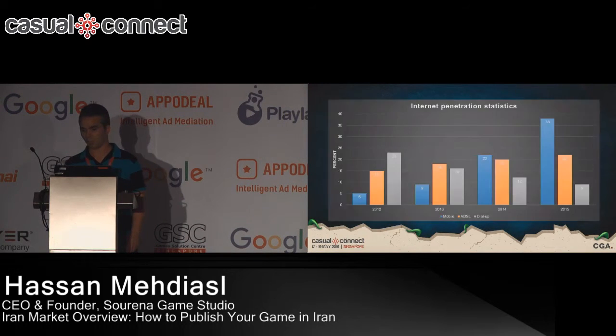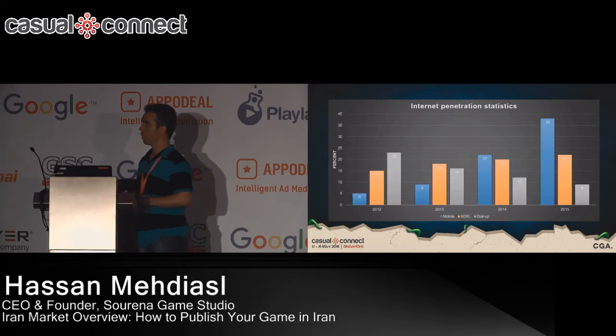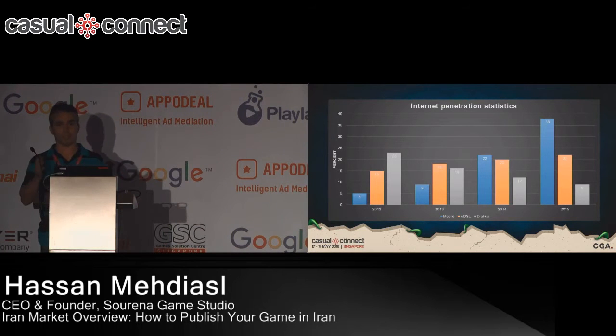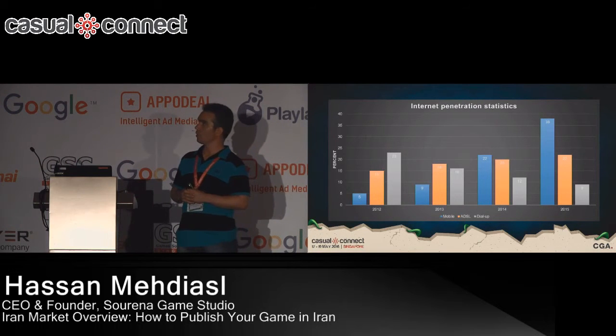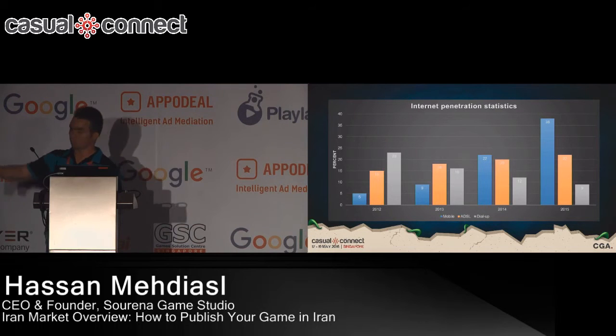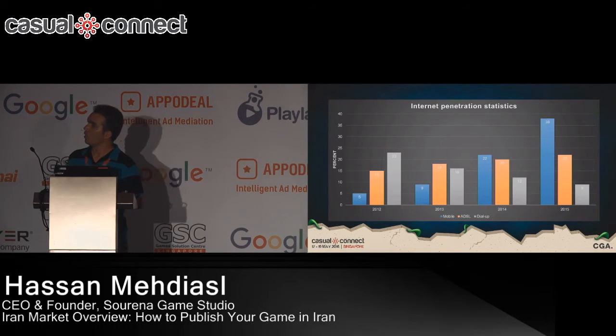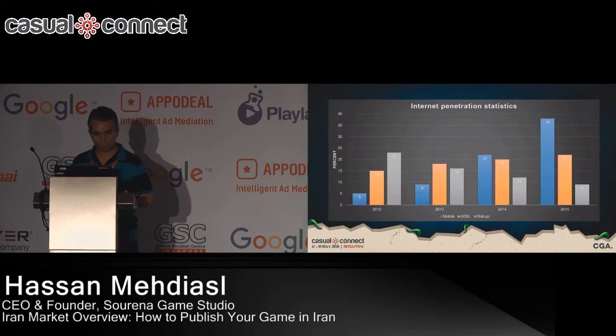So let's jump into the internet and technologies you need to publish your game in Iran. We used to have a very bad internet connection in Iran, but after some regulations, the operators were able to use 3G and 4G internet technology. As you can see, in 2012, 3G connection was the lowest rate of internet access in Iran, ADSL was in second place, and dial-up internet was the biggest one.